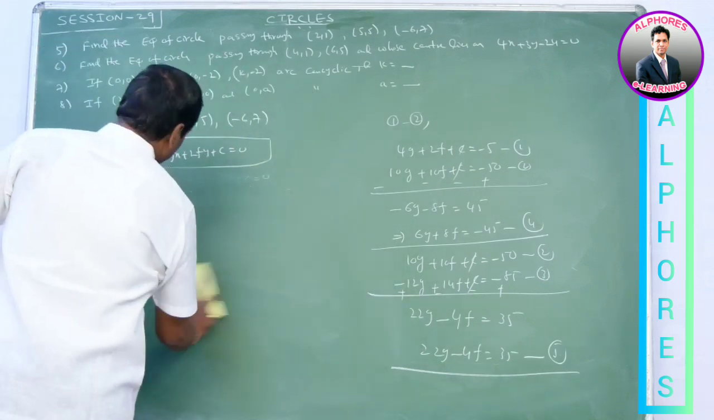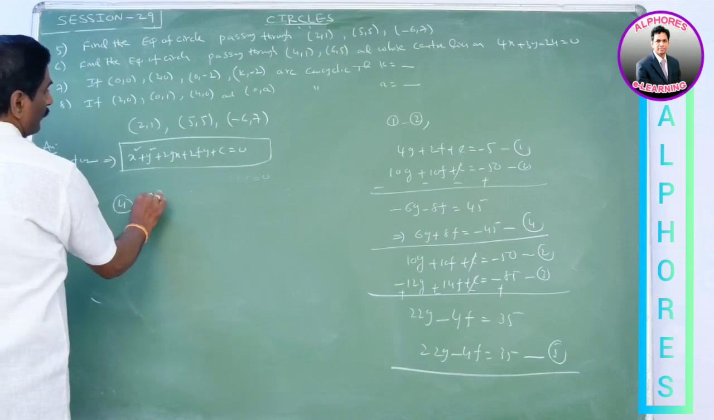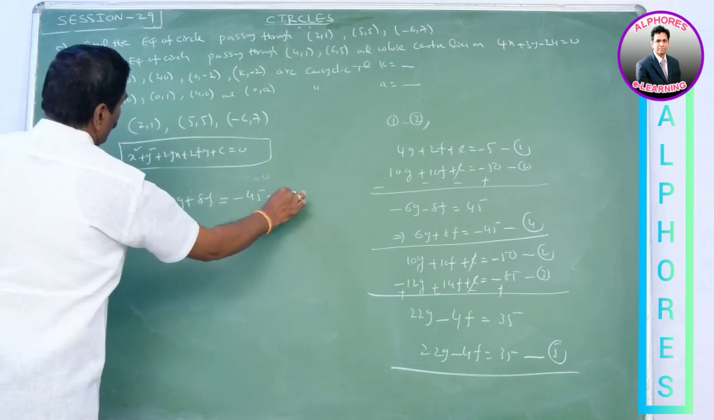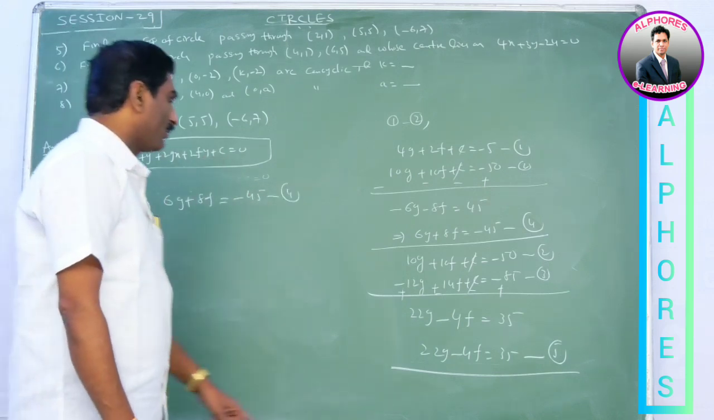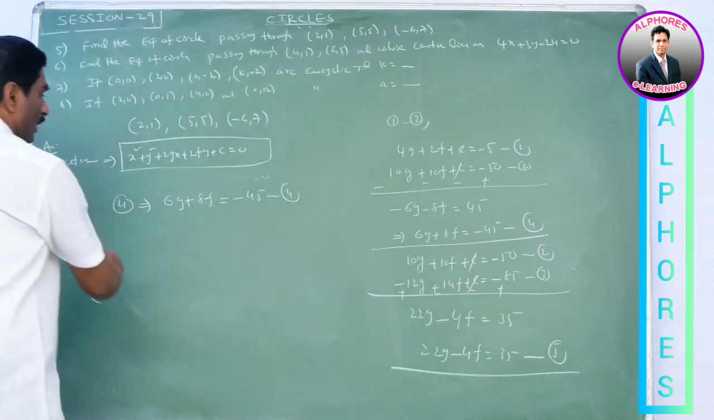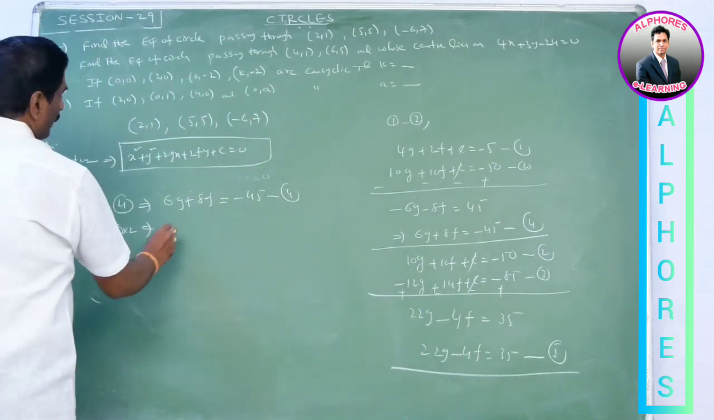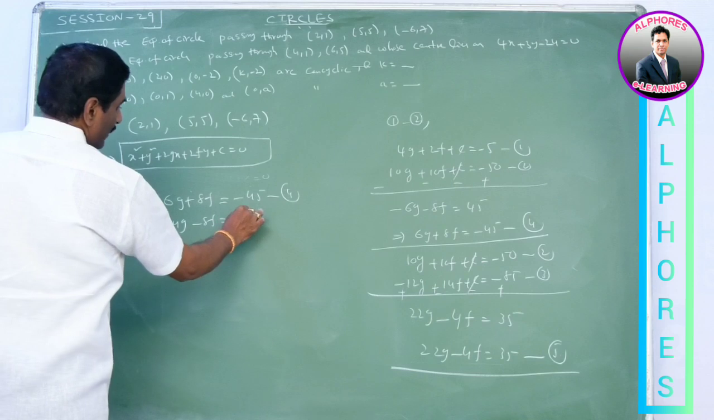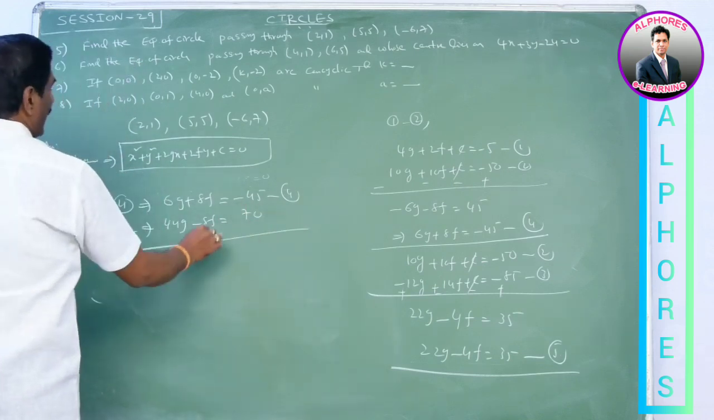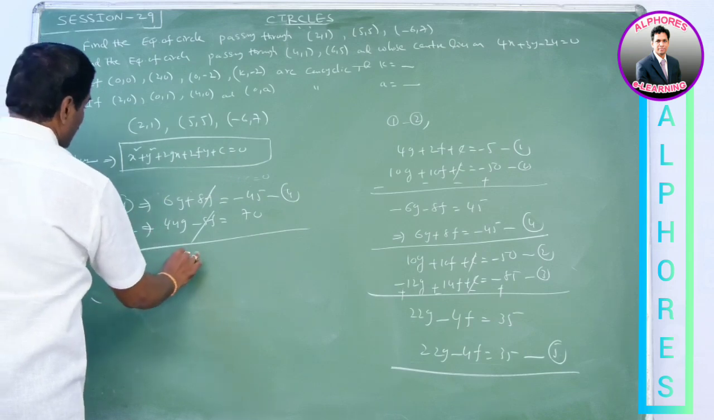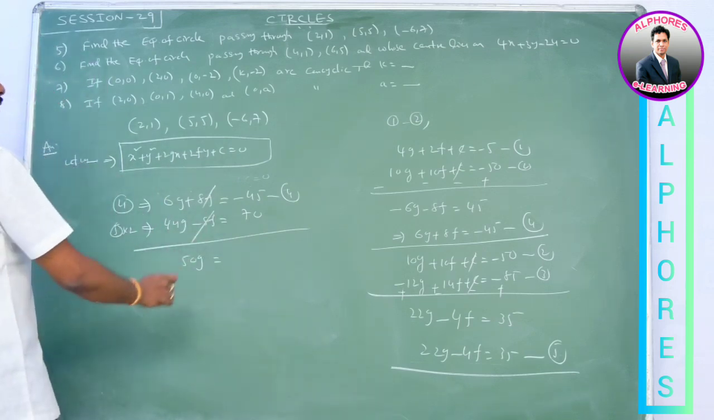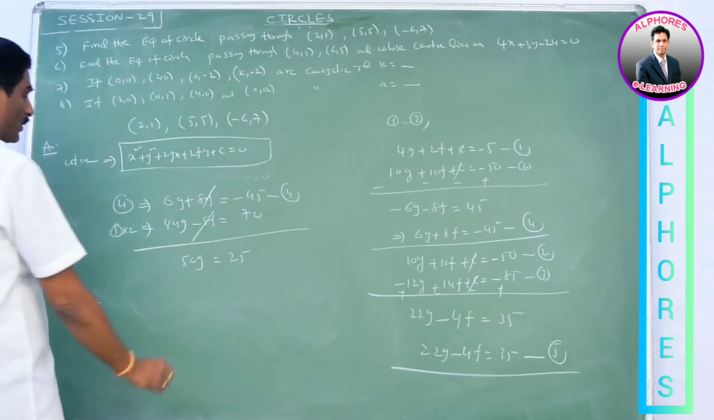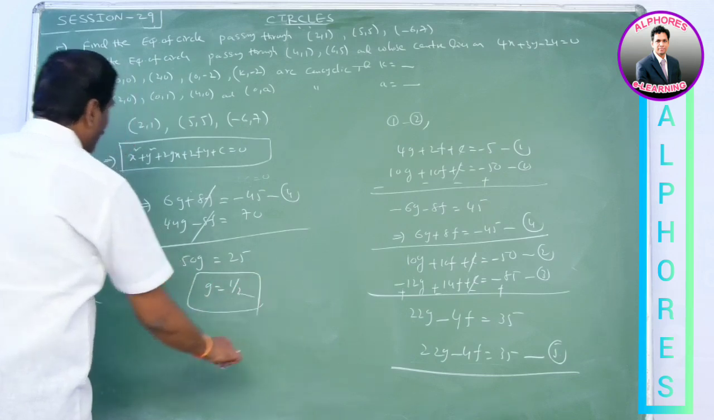By solving 4 and 5, the fourth equation is 6G plus 8F is equal to minus 45. In the fifth equation, we have minus 4F, so we multiply both sides by 2. Fifth equation into 2: 44G minus 8F is equal to 70. By adding, 8F cancels. 44 plus 6 means 50G is equal to 70 minus 45, which is 25. G is equal to 1 by 2. The value of G is 1 by 2.